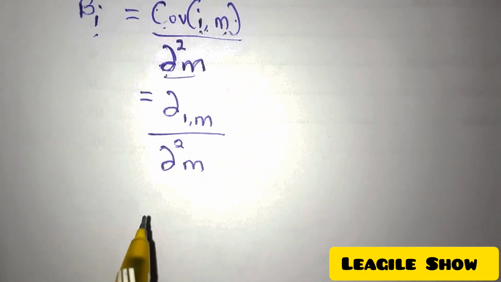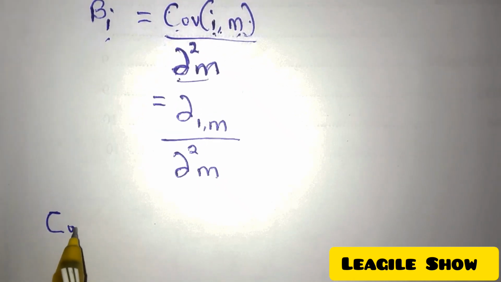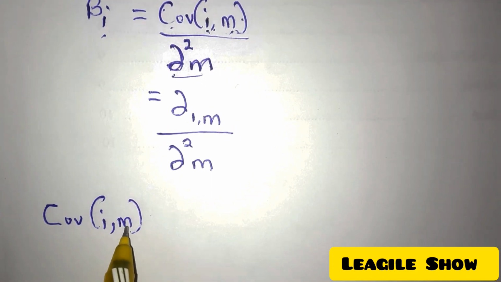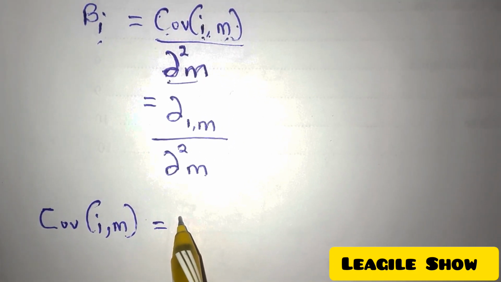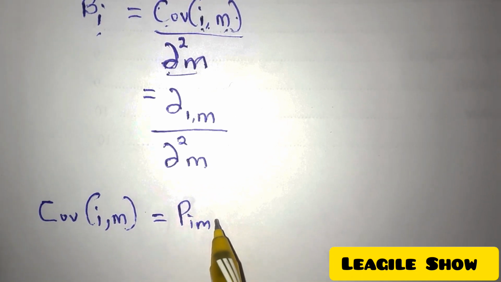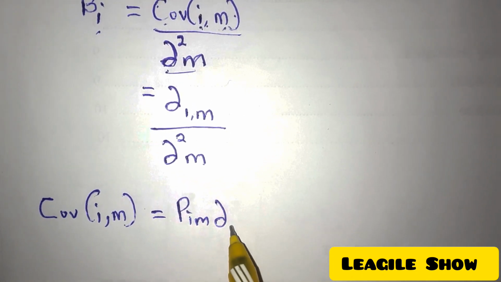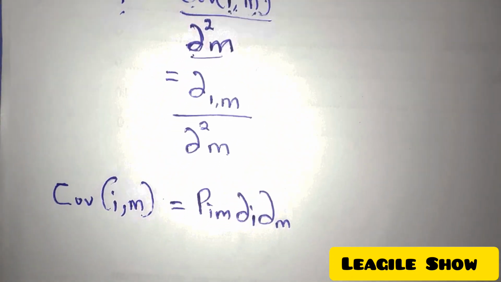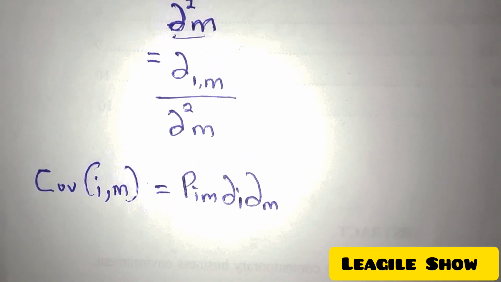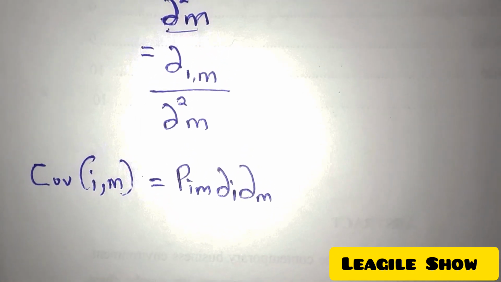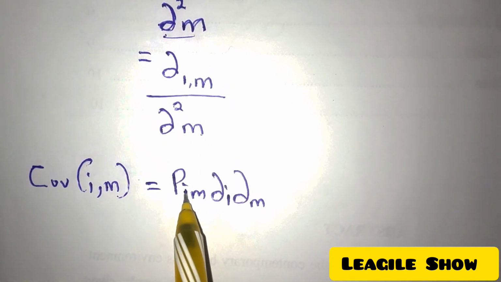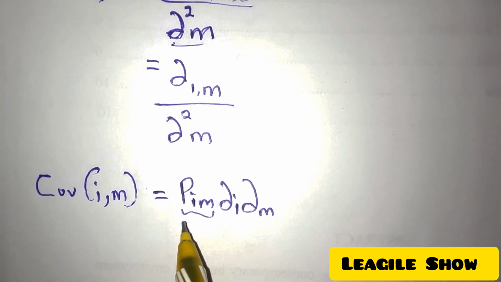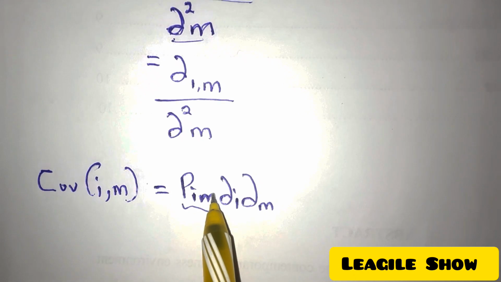So remember that the covariance between these two, the return of that security and that of the market, is also given by rho im, sigma i, sigma m. In this case, talking about rho im, this is the correlation coefficient between the return of the security and that of the market portfolio.